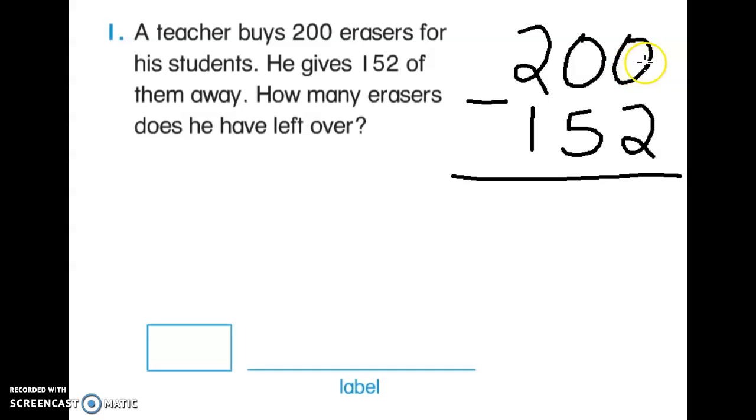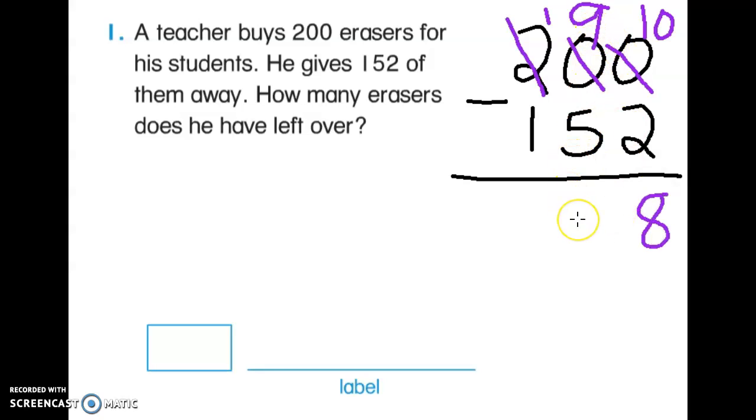Start with your ones. Uh-oh, it's a 0. Can't borrow. Yes, I can borrow. My 2 becomes a 1. My 0, because I have to borrow, is going to be a 9. And then this 0 becomes a 10. 10 minus 2 equals 8. 9 minus 5 equals 4. And 1 minus 1 equals 0. Now when I write this 0 here, I do not bring it over to my answer. I don't need it. I don't care about it. It's 48 erasers.